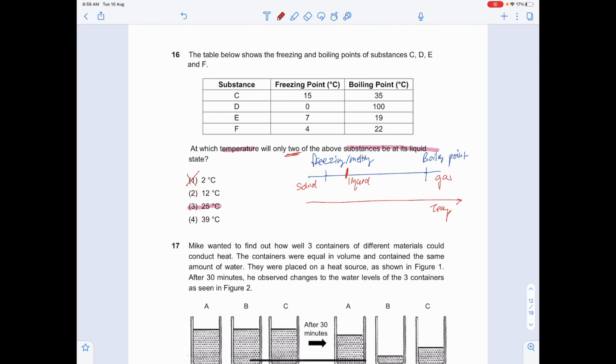So C will actually be a liquid. D would be a liquid. E in this case will be a gas. F will also be a gas because at 25 degrees it's already higher than the boiling point. So it's beyond its boiling point, it will be a gas. Okay, so you can do this for the remaining to just check your understanding that you know how to do this type of question.